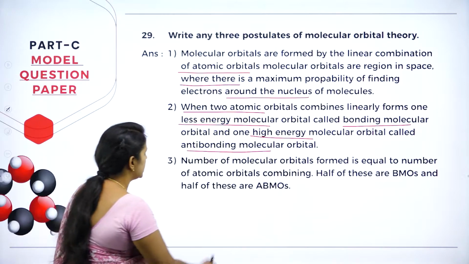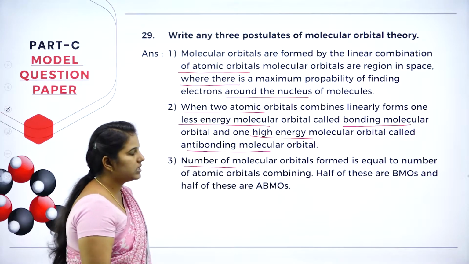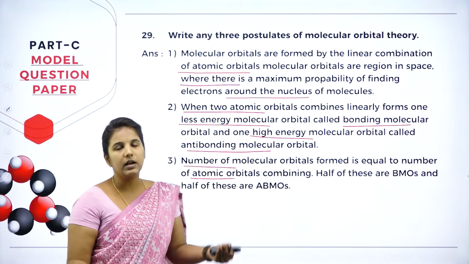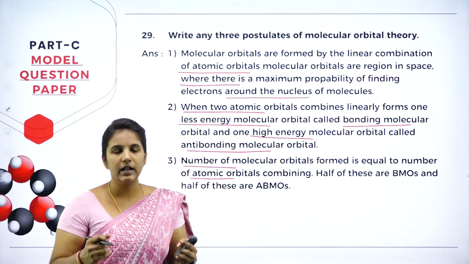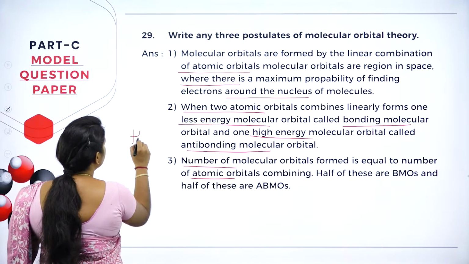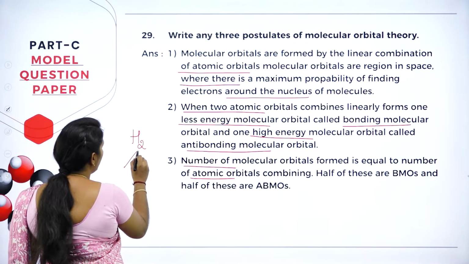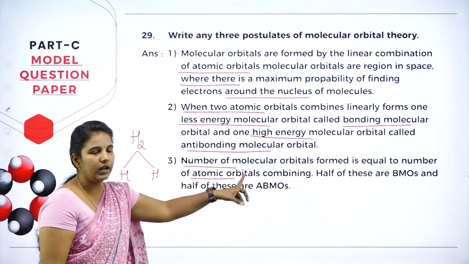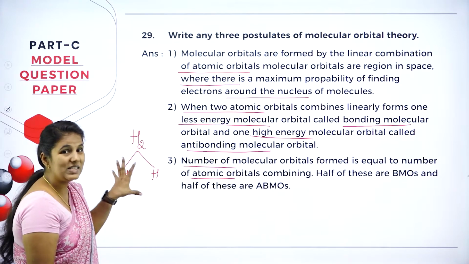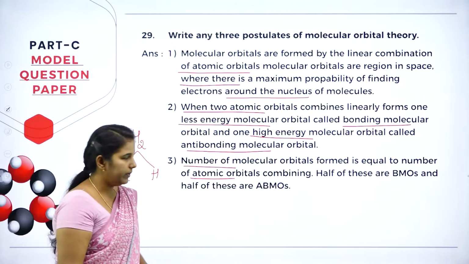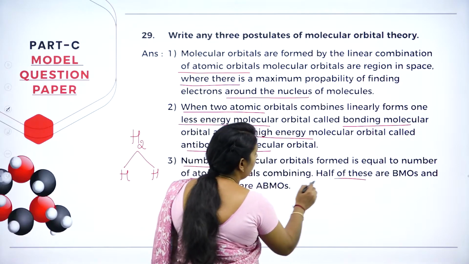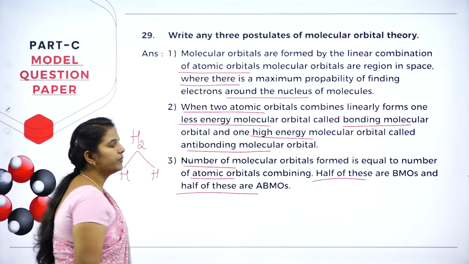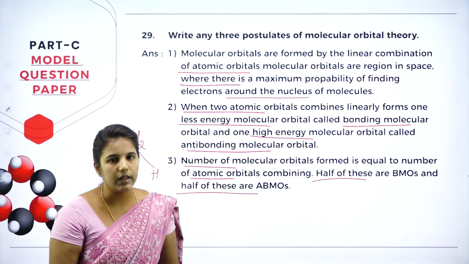And the third postulate says that the number of molecular orbitals formed is equal to the number of atomic orbitals combined. Suppose in the hydrogen molecule, we know that hydrogen molecules are formed by two hydrogen atoms. The number of molecular orbitals formed is always equal to the number of atomic orbitals combining, and half of these are bonding molecular orbitals and half of these are anti-bonding molecular orbitals.